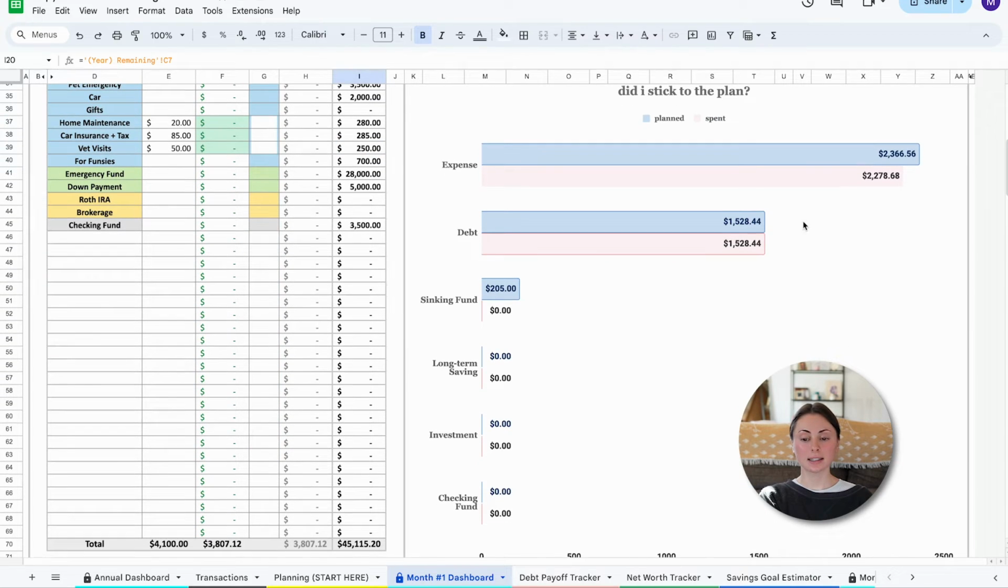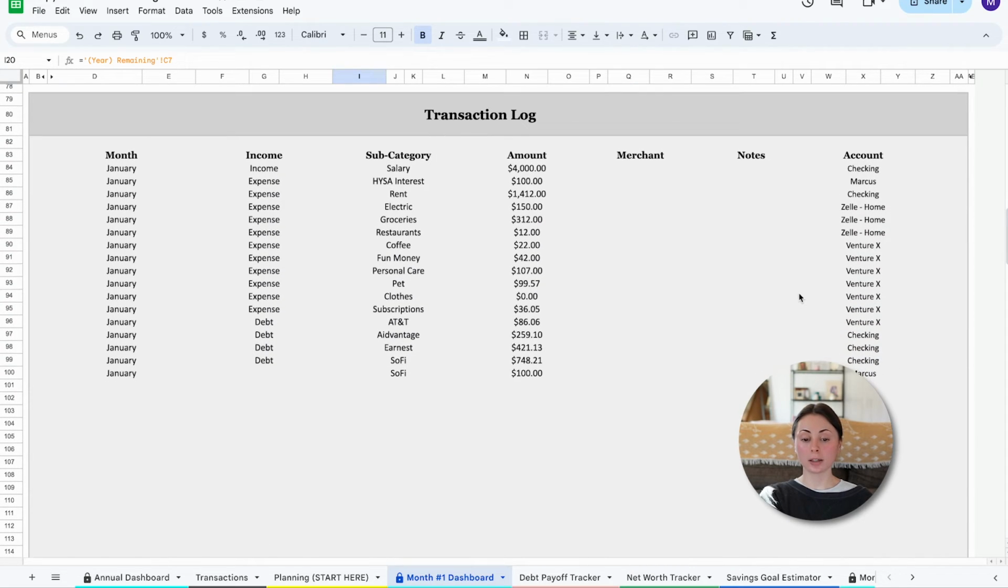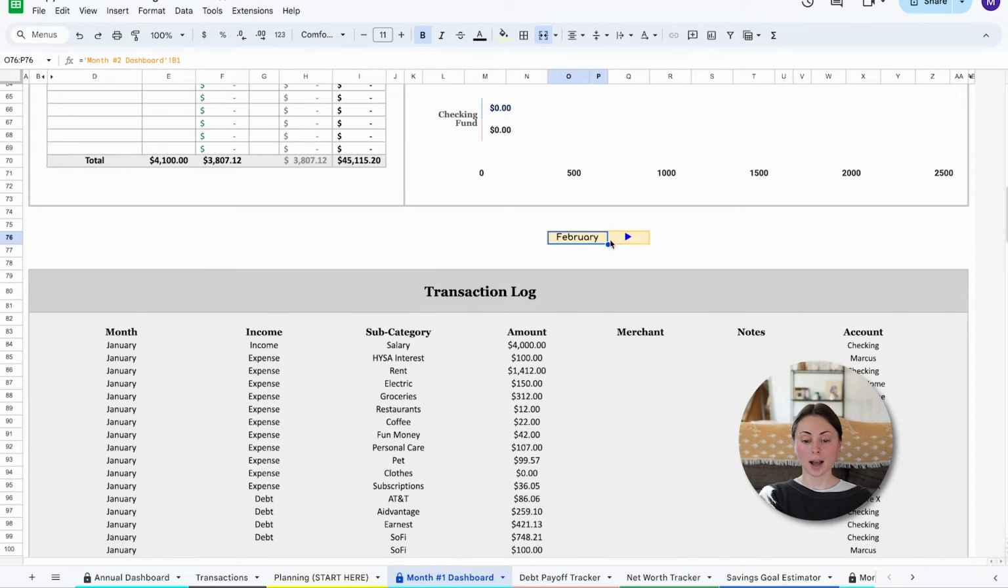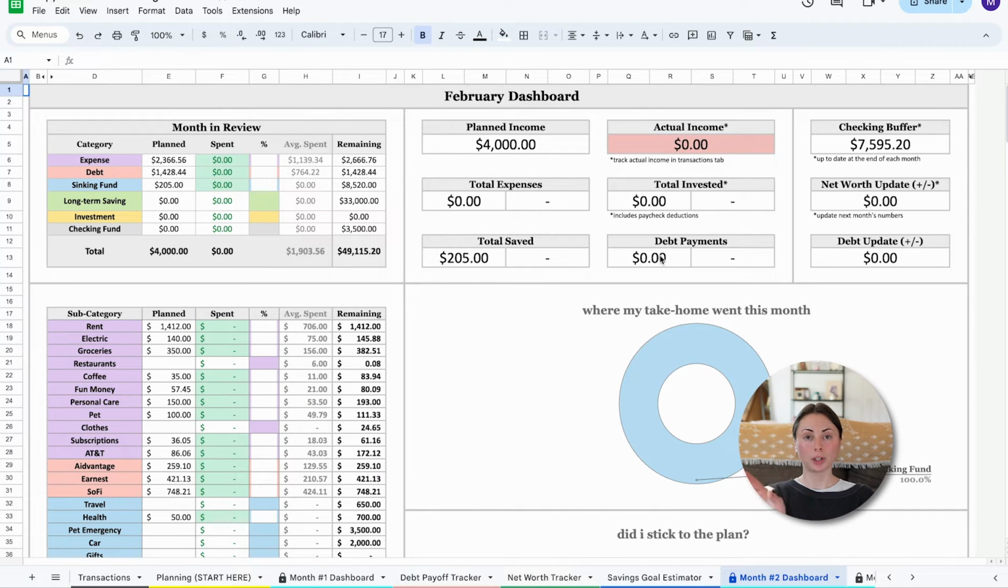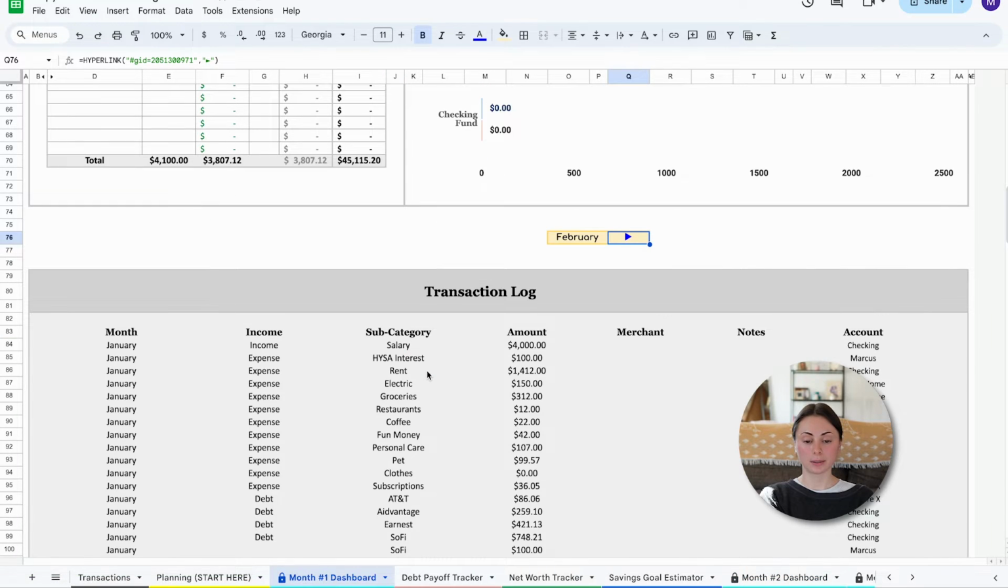And then I can see, did I stick to the plan, kind of a breakdown of each one visually. I have a transaction log at the bottom. If you're interested in just what you did in January, it's right here. I also have this. You can go into month 2. So the next month is February, and it'll bring you right to the next month. And you can go back as well. If you're in February, you want to go back to January, you just click this button.